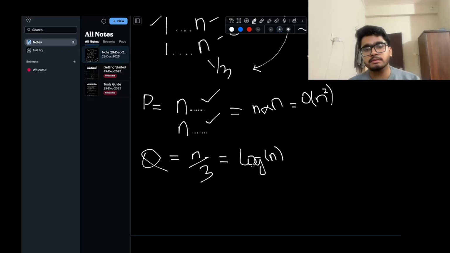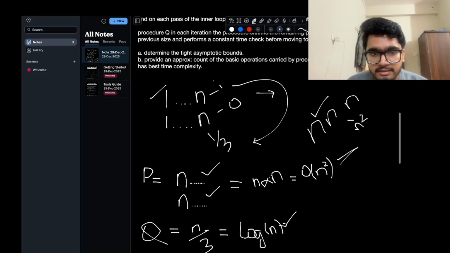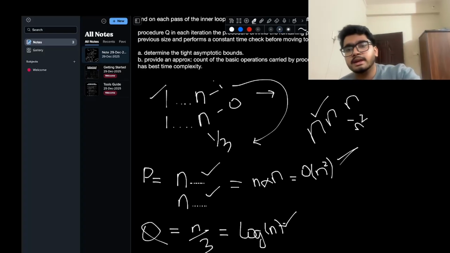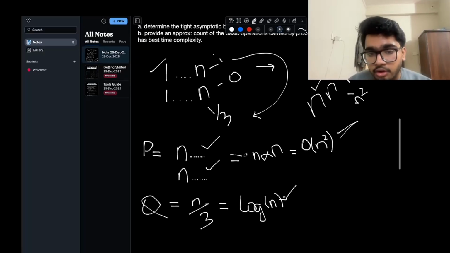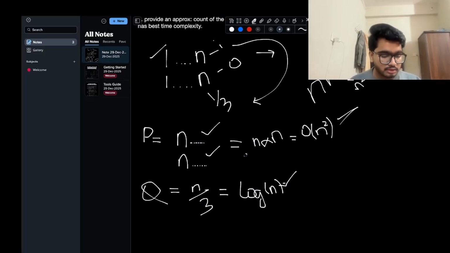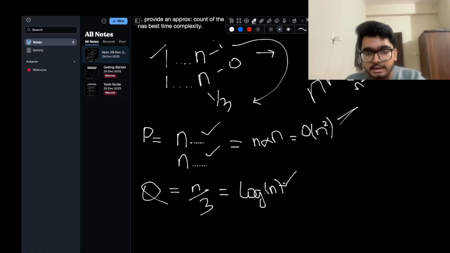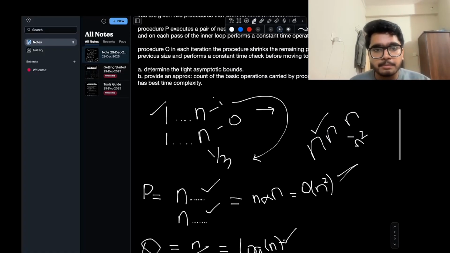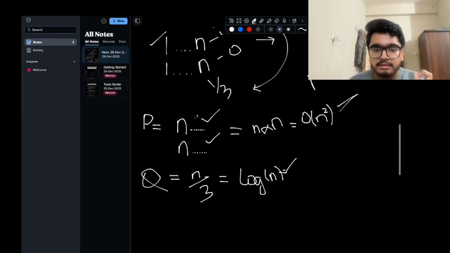Now for part A, we have derived the asymptotic bounds and the equations, and part B is asking us to provide an approximate count of operations carried out by procedures P and Q, and conclude which one has the best time complexity. According to the graph I showed earlier in my video, once again showing it, the nearest to the best one, the nearest to constant time complexity, is O of log n, which is right here. So procedure Q has the best time and space complexity. Here procedure Q wins.